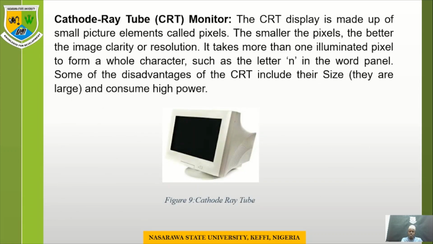Cathode ray tube, CRT. The cathode ray tube display is made up of small picture elements called pixels. The smaller the pixels, the better the image clarity or resolution. So as the pixel gets smaller, the clarity of the image increases. That is why you see some screens where the image is not that clear. It's because of the pixel. The pixels are not that small, they are a little bit bigger.